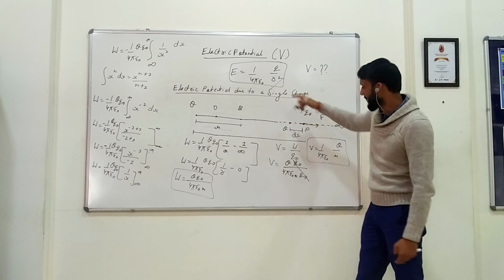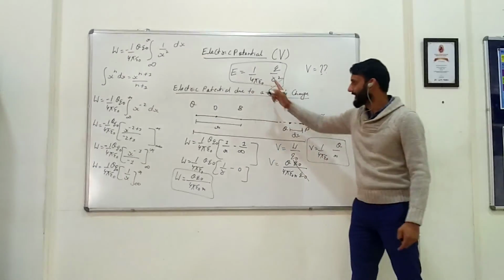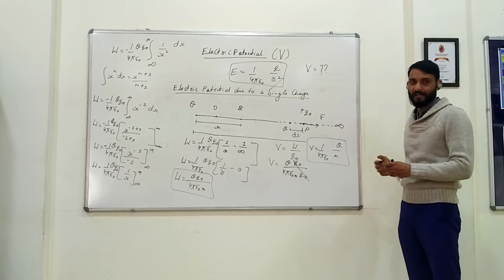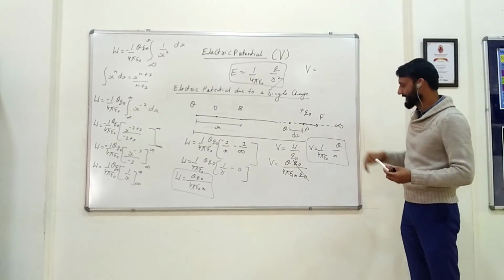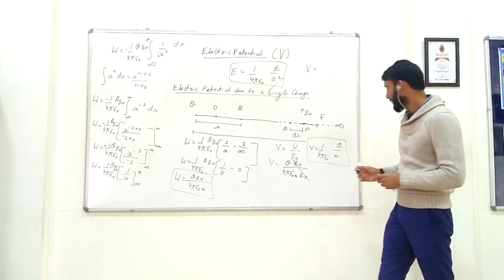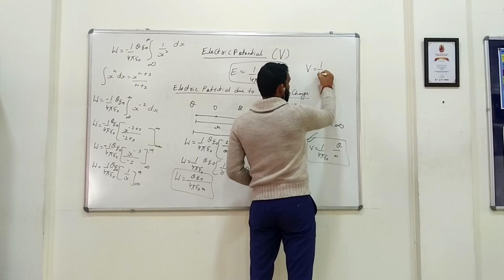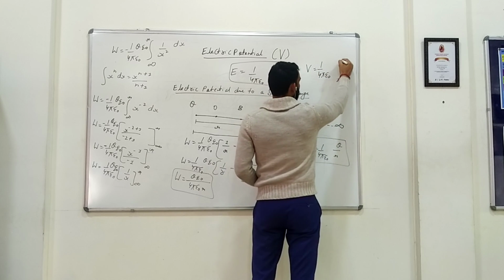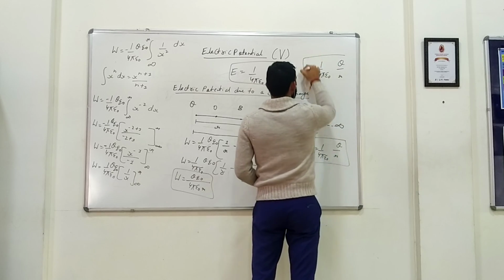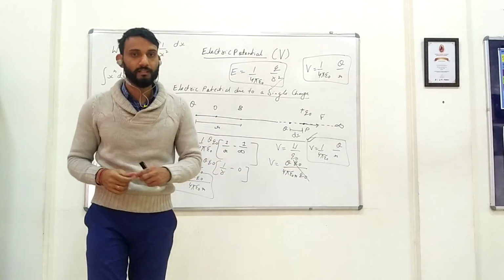This is the electric potential due to a single charge, and the electric field due to a single charge is this. As you can see the difference between these two, this is inversely proportional to R square and this is inversely proportional to R. So the electric potential due to a single charge, this is the whole derivation which you should know, a very important derivation and a very important result. So V is equal to 1 upon 4 pi epsilon naught, Q upon R. This was the electric potential due to a single charge. Thank you.